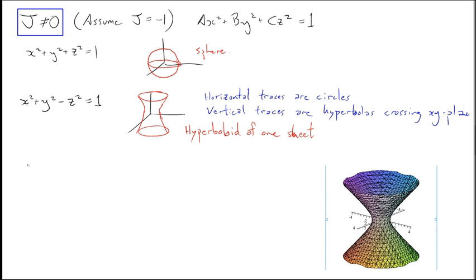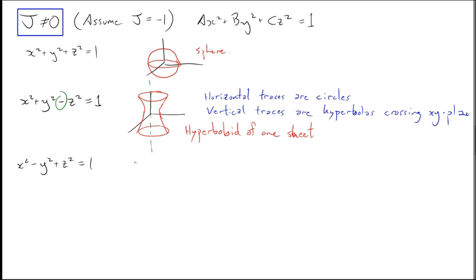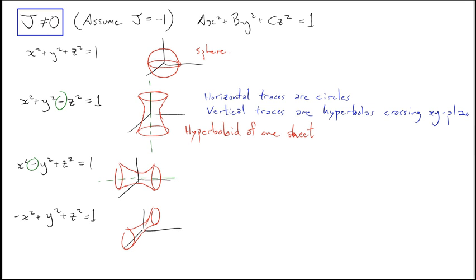There's a picture using Maple. And notice that the negative corresponds with the axis of symmetry. So if you put the negative sign in front of the y squared, you get a hyperboloid of one sheet along the y-axis. If the negative goes in front of the x squared, you'll get a hyperboloid of one sheet along the x-axis. Okay, now let's keep going.